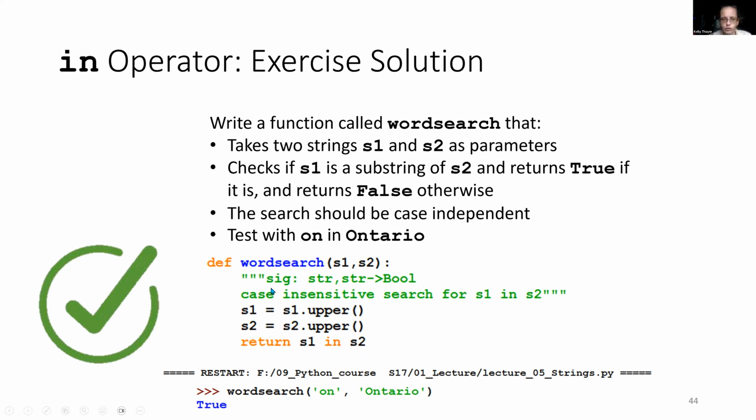Let's double check our signature here. We have two strings, so this is the correct designation. And here we have a bool as the output type. We see that that is going to be a Boolean because in returns a bool. Now we can call our function asking whether on is in Ontario, and we will get back true.